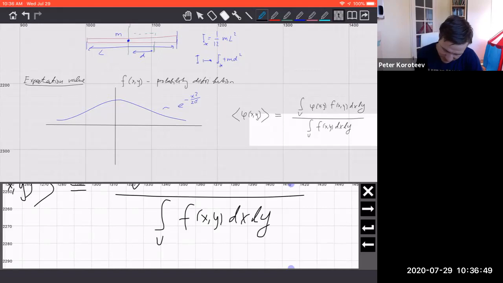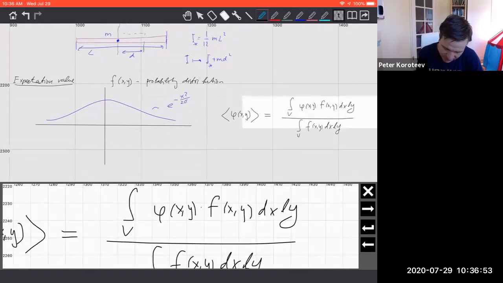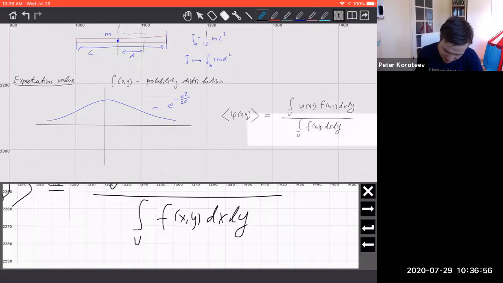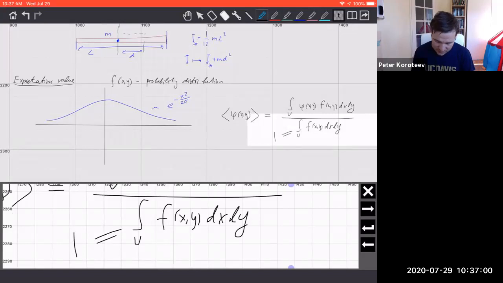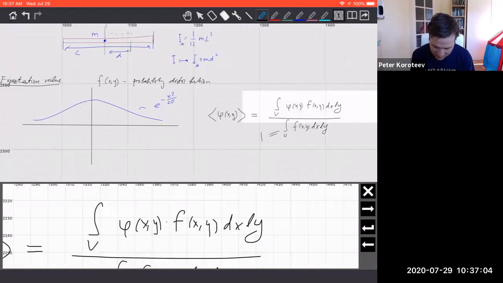Typically we pick this function in such a way that the integral in the denominator is equal to 1, right? Therefore the answer is simply equal to the numerator. So you integrate the probability distribution function with the function that describes your observable, and that calculates the expectation value.